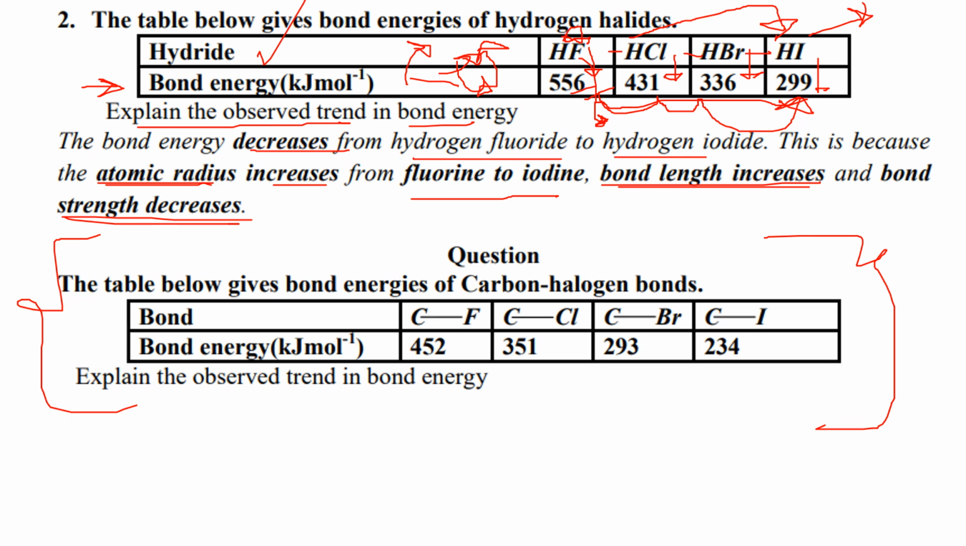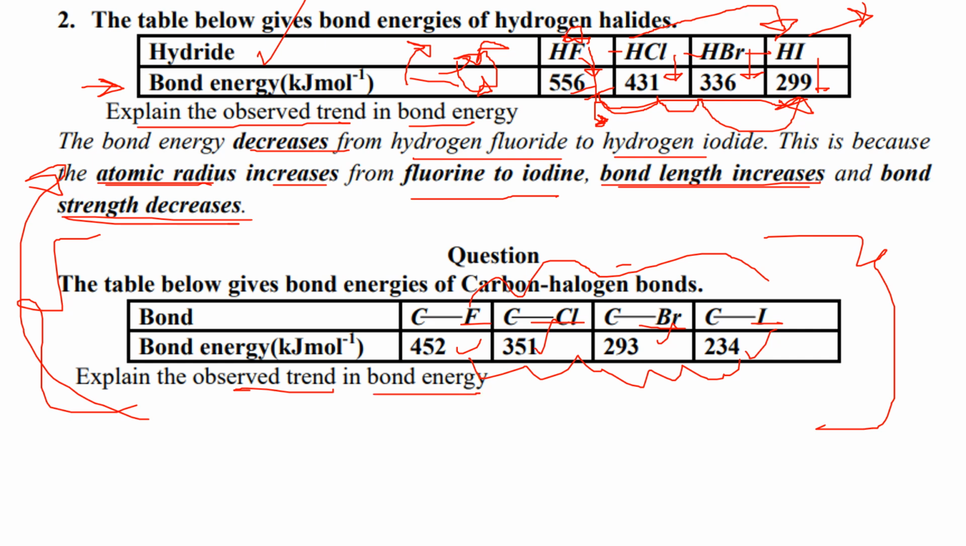So the table below is going to give you bond energies of carbon to halogen bonds. So you're having carbon fluoride, carbon chloride, carbon bromide, and carbon iodide. Bond energies have also been given or attached, and you can see that they are decreasing progressively down the group, fluorine to chlorine to bromine to iodine. So using the given examples above, try to explain the observed trend under the bond energies in the above table. So pause the video and you take this question.